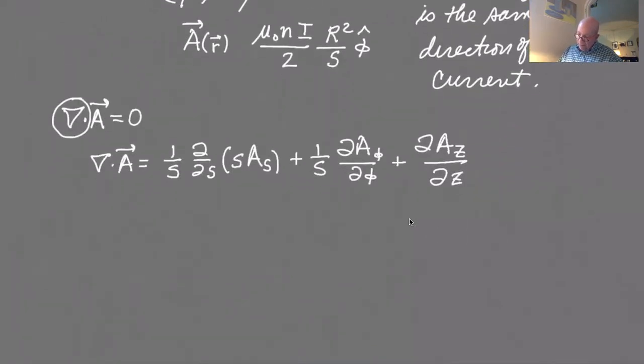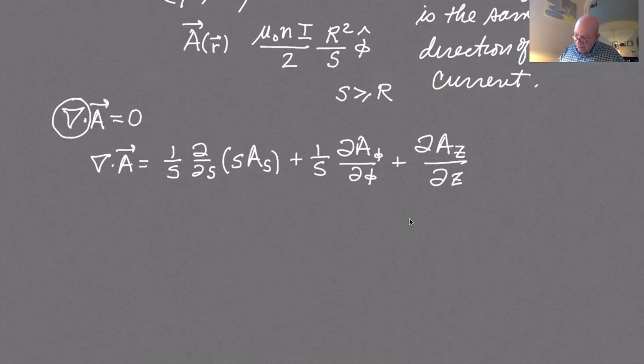So now A has only a phi component, and again, I should have stipulated that this is S greater than or equal to R. So A, regardless of where you are, whether you're either inside the loop or outside the loop, it only has a phi component.